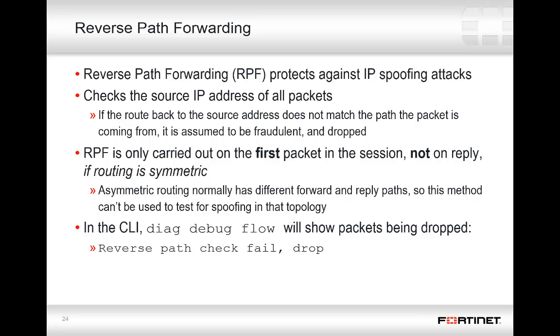Packets are sometimes dropped for reasons where routing and security are related. Reverse path forwarding, known as RPF, is a mechanism that protects the FortiGate and the network from IP spoofing attacks. It checks if there is a valid route back to the packet's source through the interface where the packet is coming from. If there is not a valid route, the packet is dropped. When packets are dropped because of the RPF mechanism, the debug flow outputs an error like the one shown in this slide. We'll talk about how to enable the diag debug flow shortly.